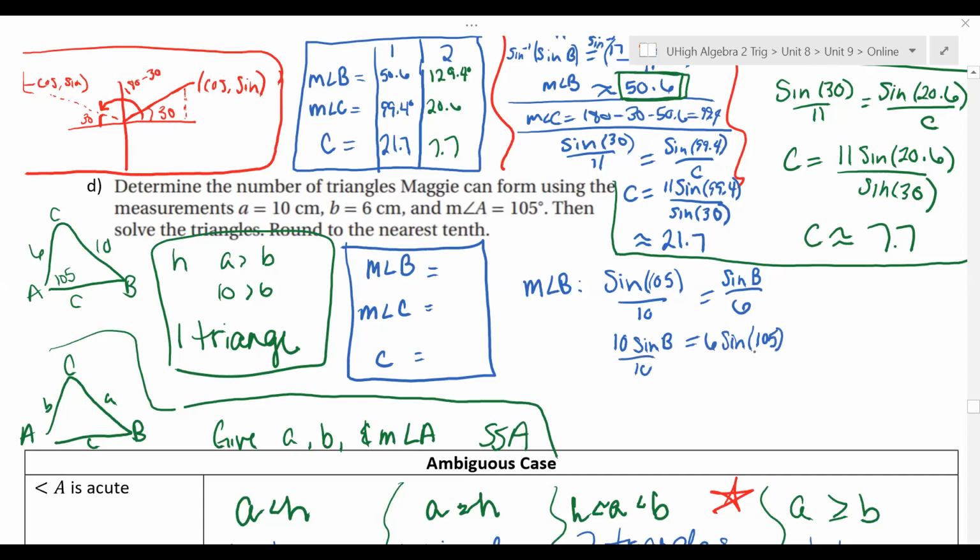Divide both sides by 10. So the sine of B equals 6 times the sine of 105 divided by 10. And then I take the inverse sine of both sides. So the measure of angle B is approximately 35.4.